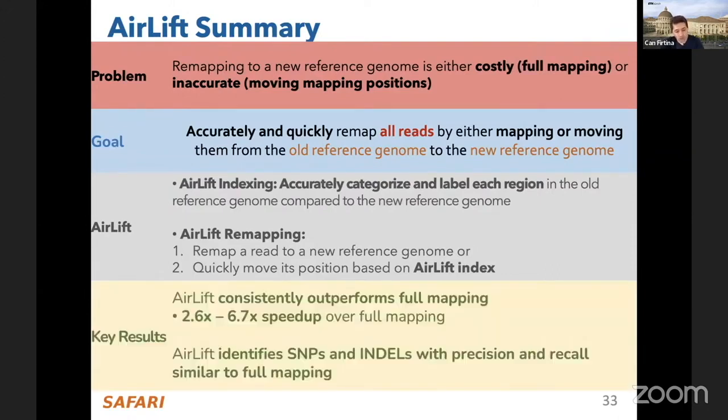So AirLift consistently outperforms full mapping. It provides 2.6x to 6.7x speed up over full mapping. And AirLift identifies SNPs and indels with precision and recall very similar to the full mapping accuracy.